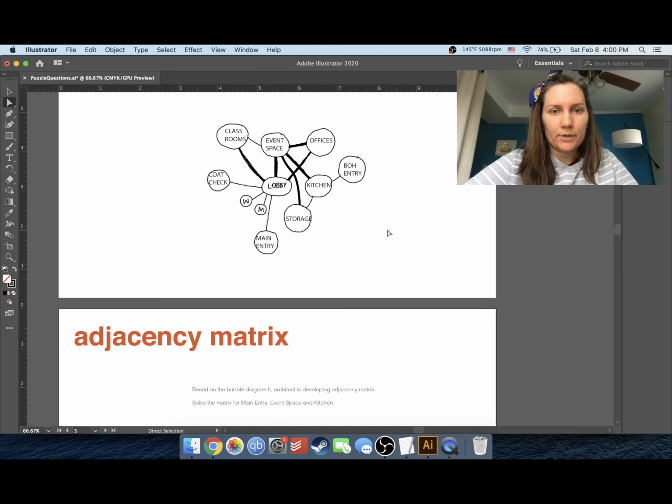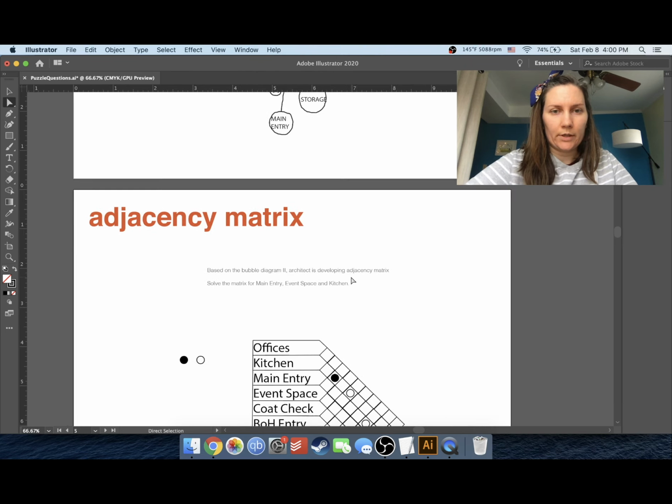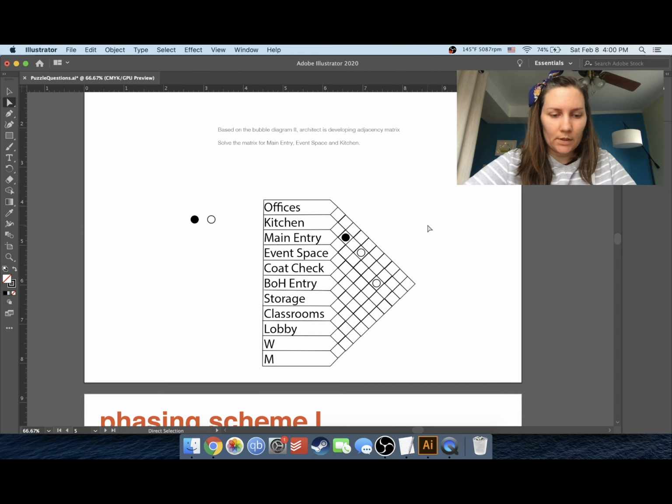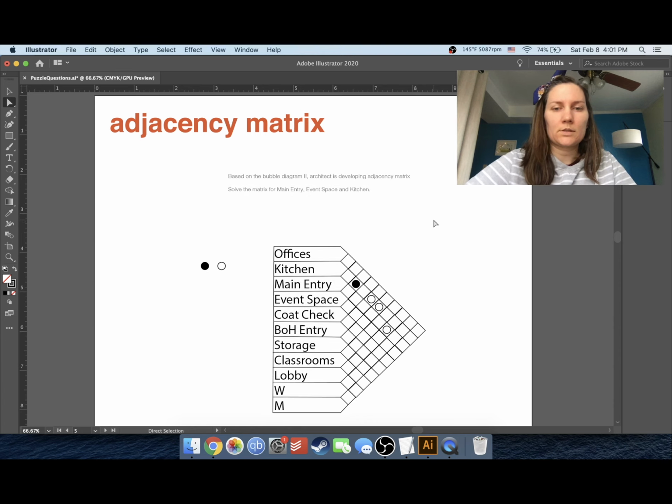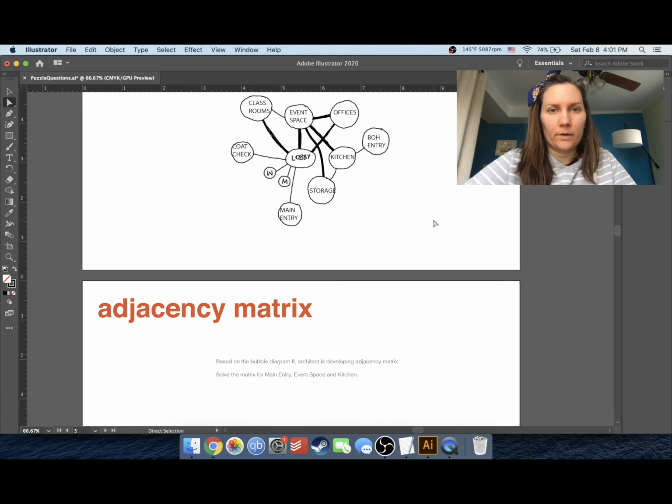And the last one is storage. Okay, and it's the same one. And storage is right here, and kitchen here. Okay, so there's that. And then we're left with event space.